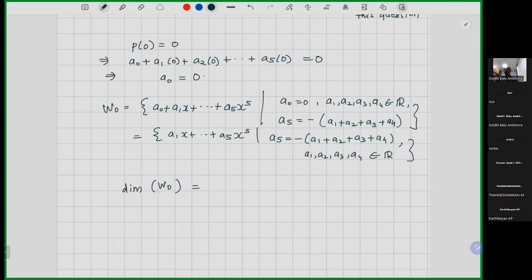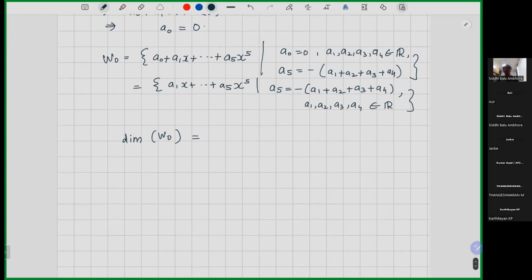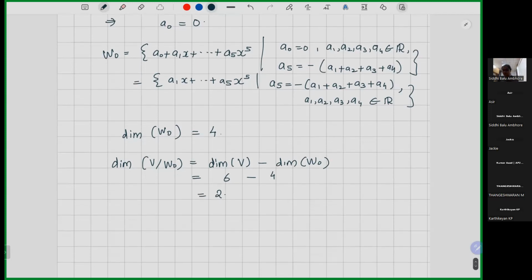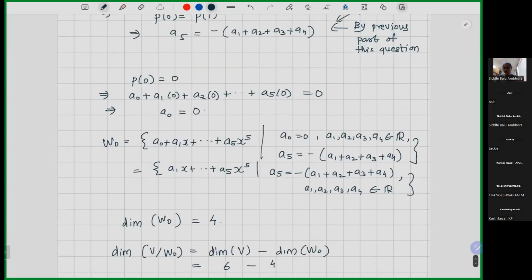It will be 4 exactly. Then the dimension of V mod W0, or V by W0, will be the dimension of V minus the dimension of W0, and it will be now 6 minus this 4, then it is 2. So this is the dimension of quotient spaces we have.